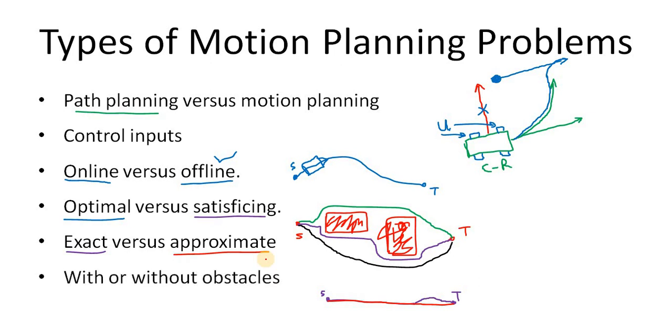So this is the difference between exact and approximate. And then finally we have with or without obstacles. So motion planning is a challenging problem, and it can be with obstacles or without obstacles. With obstacles, it will have different demands, and without obstacles, there will be different kinds of demands. For example, controlling the motion of the robot, and finding the optimal trajectory. So these kinds of problems we will face in this category.